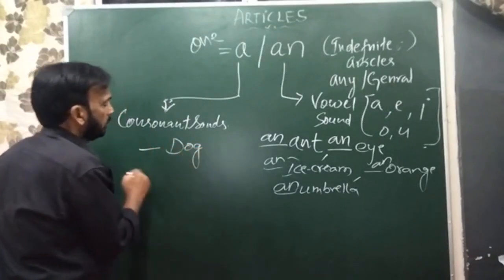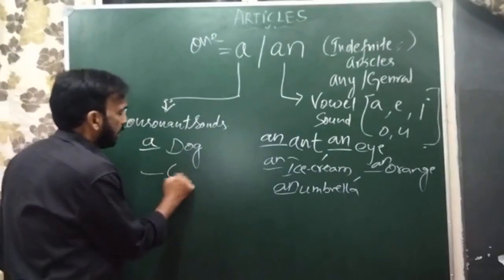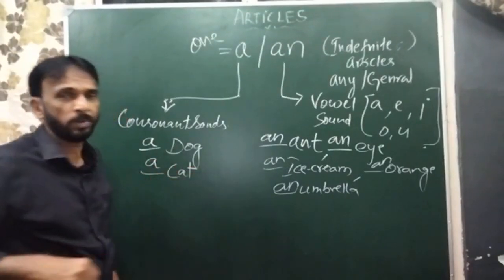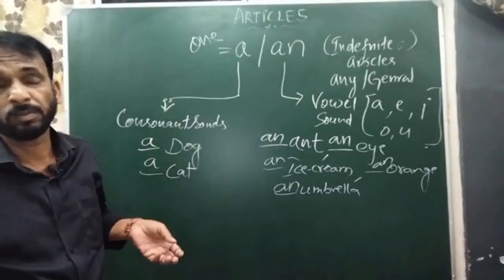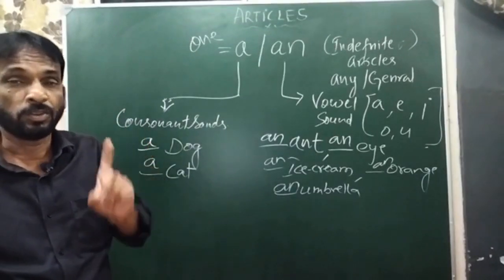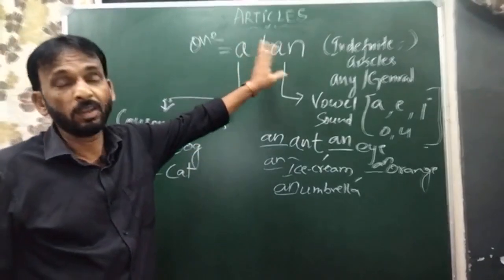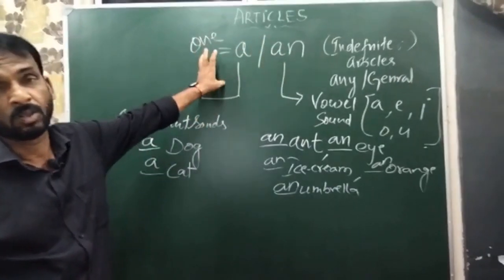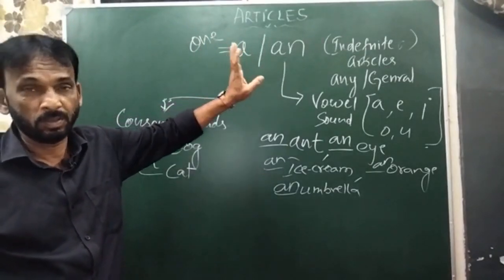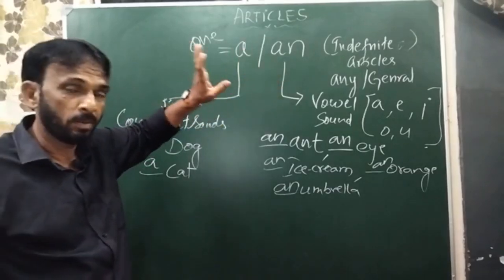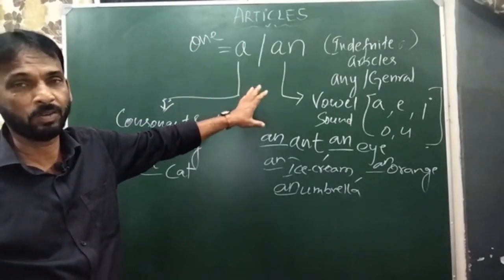For example, a dog, or a cat, like that. There are so many singular countable nouns which start with consonant sounds, but you should not use a with plural nouns, because a and an we will use only for singular countable nouns. We should not use them with uncountable nouns or plural nouns. That is also a rule and you should follow it.